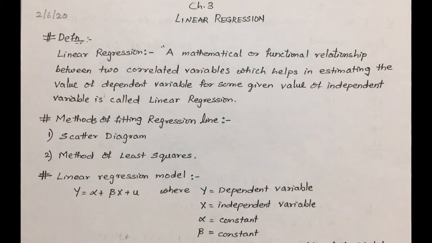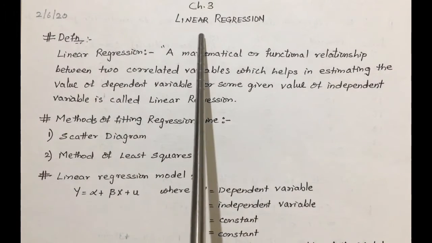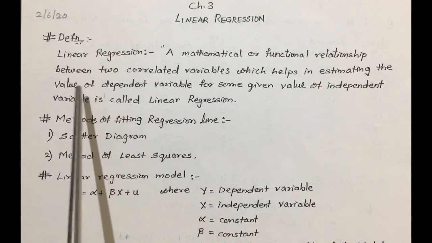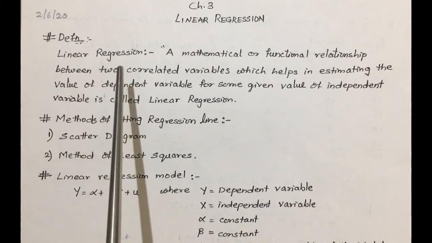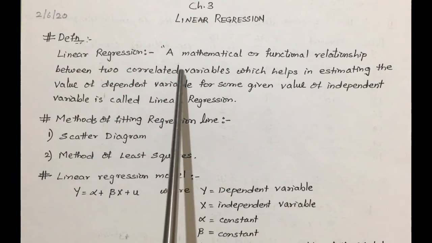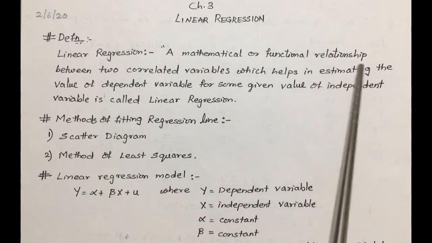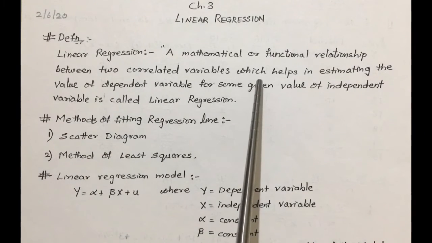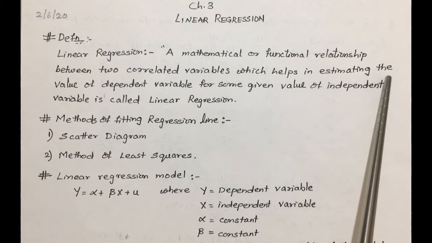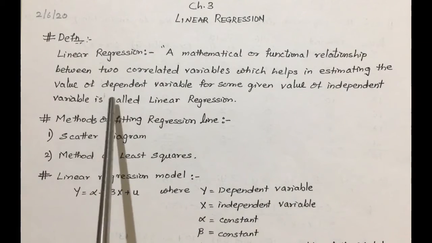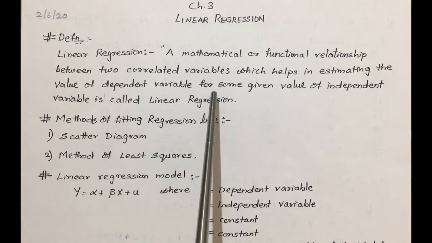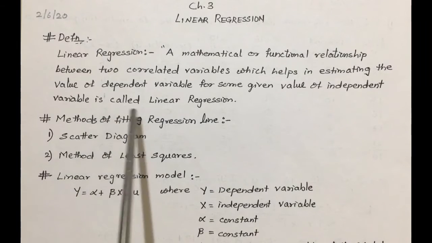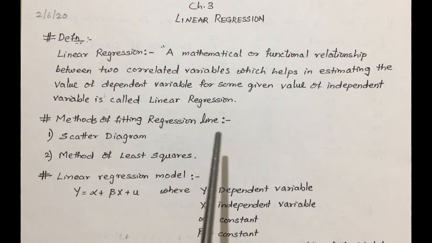Today we will start with chapter number 3, linear regression. First we will see what is the definition and the meaning of linear regression. A mathematical or functional relationship between two correlated variables which helps in estimating the value of dependent variable for some given value of independent variable is called linear regression.